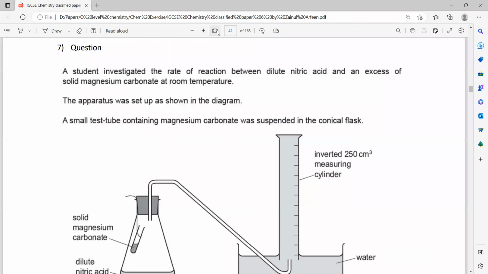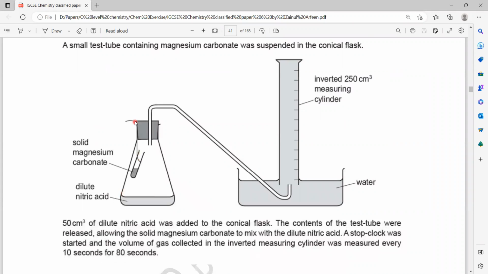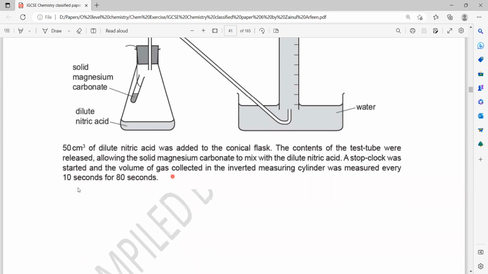In question 7, a student investigated the rate of a reaction between dilute nitric acid and excess magnesium carbonate. Here we have magnesium carbonate attached to a string, and we have dilute nitric acid. The moment we remove this thread, the magnesium carbonate will mix with nitric acid and carbon dioxide gas will be given off, and we collect the gas in this inverted 250 cm cube measuring cylinder.